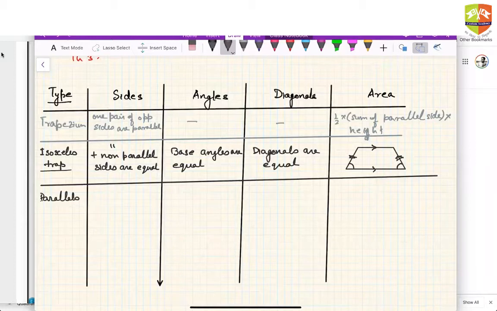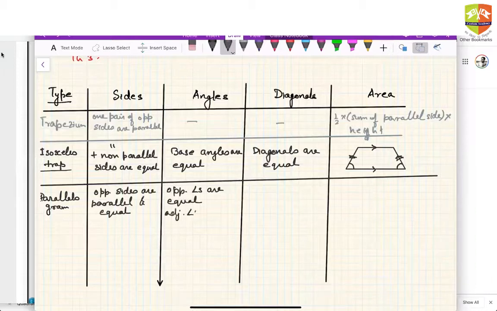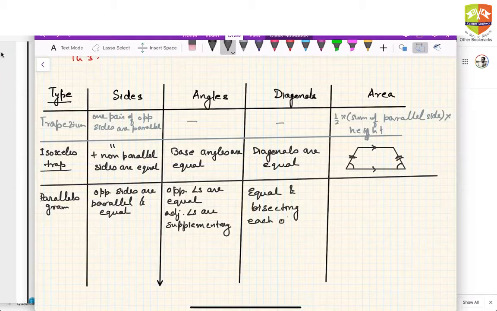Now, next is parallelogram. What about the sides? Opposite sides are parallel and equal. What about angles? Opposite angles are equal and adjacent angles are supplementary. Supplementary means the sum is 180 degrees. What about diagonals? Equal and bisecting each other. These all we will have to prove one by one, but I'm just giving you the crux of the info, right?